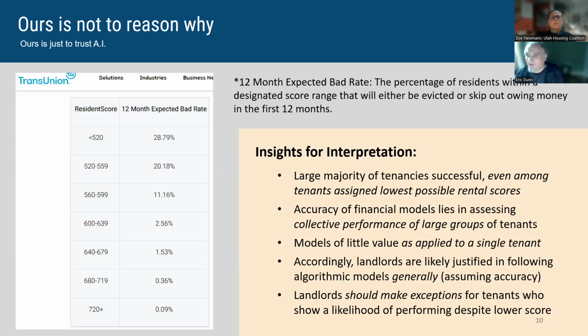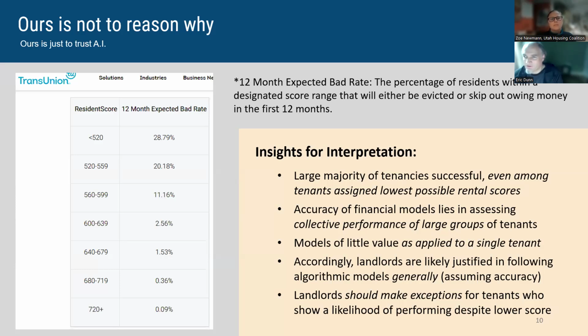Like, there's almost no chance. Your odds are probably better of winning the lottery or something. Well, if you've got a score in the next band down, you're between 680 and 719. Now you've got a 0.36% chance of defaulting on your lease.